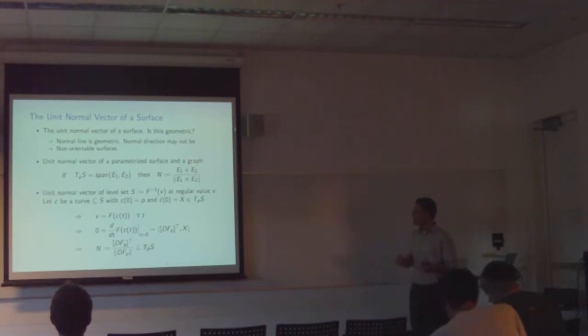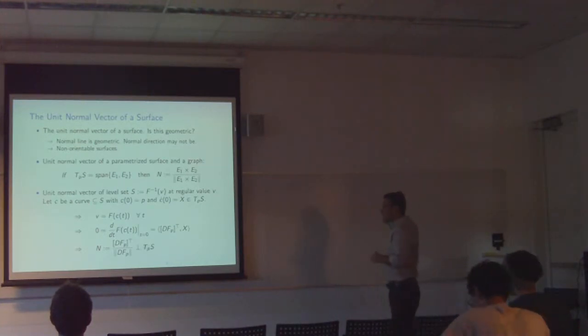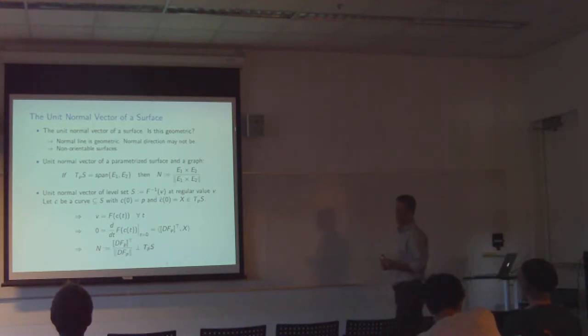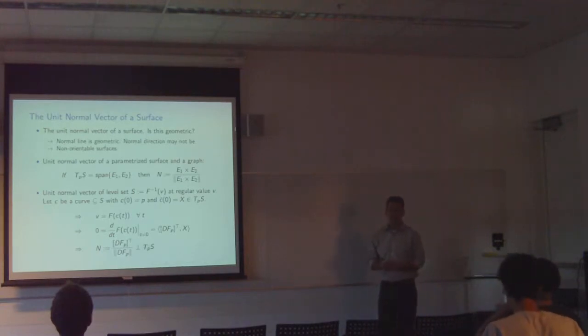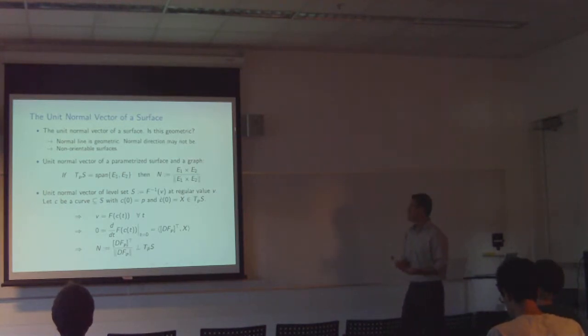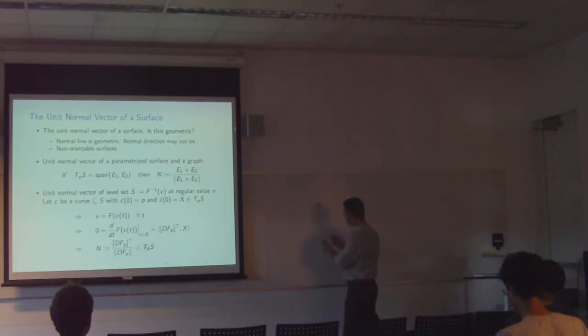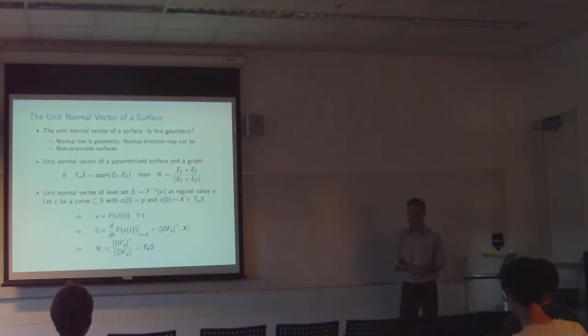So just to make it complete and clear, how do you find the unit normal vector of a surface? Well, the first question is: is the unit normal vector of a surface a geometric object to begin with? So remember what geometric means. It means somehow canonically defined, independent of coordinates and all these things. So is this a geometric object? Well, the answer is a little bit subtle. So it turns out the normal line, the direction normal to a surface. So if here's your favorite surface, then this is the line which passes through the surface perpendicular to the surface. The normal line is geometric.